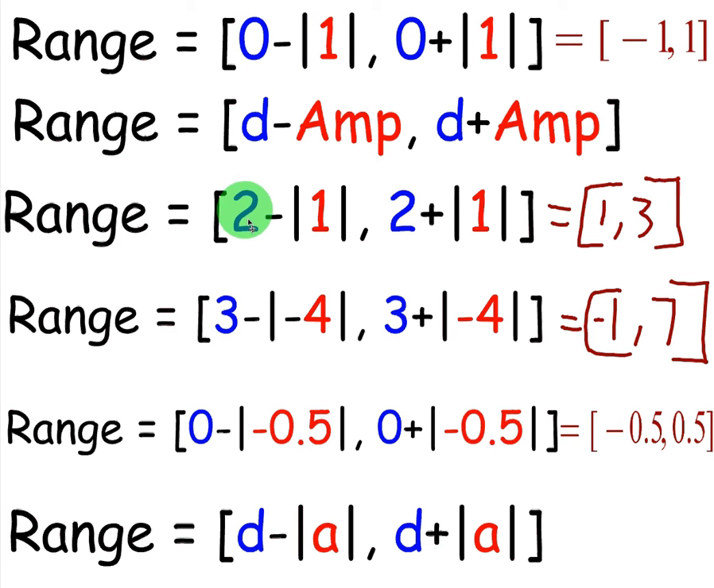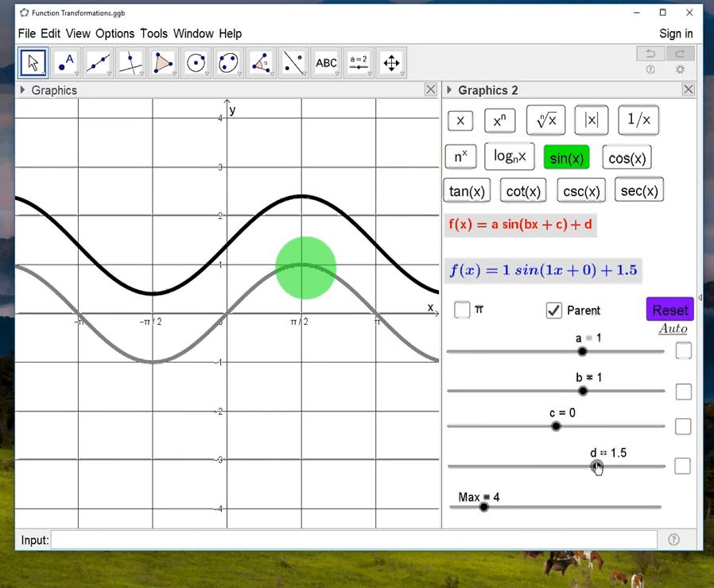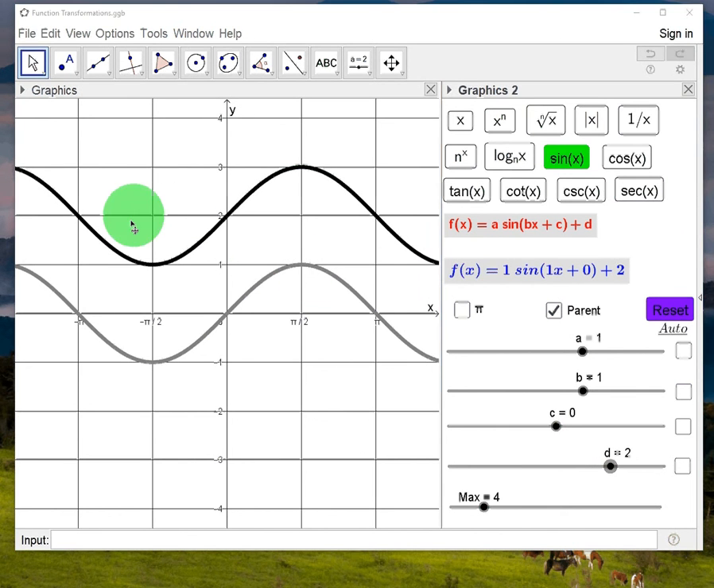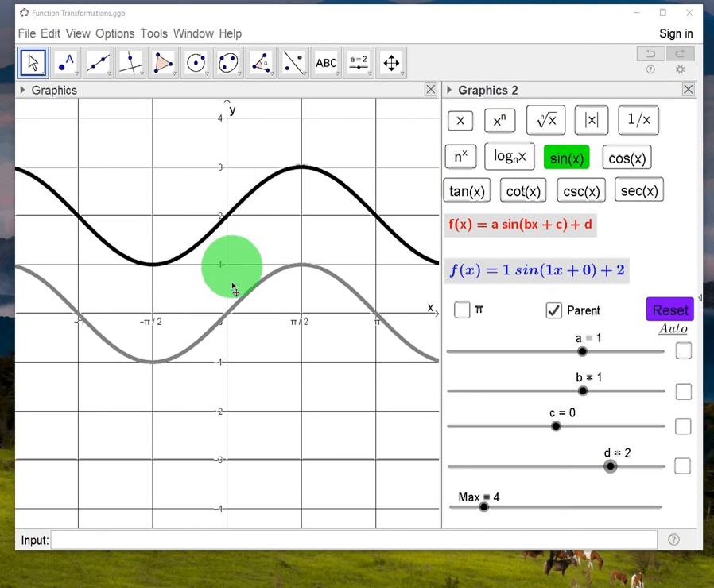Let's make d equal to 2, and then just make sure the amplitude is 1. So I'm going to change my d value to 2. I'm going to keep my amplitude at 1, and as you notice what happens, the middle of the graph moves up to my d value of 2. It's no longer at 0. So you can already visually see that to find the lowest y value, you take d and subtract the amplitude, and then to find the highest y value, you take d and add the amplitude. Just like this, 2 minus 1, 2 plus 1. Therefore, the range is 1 to 3, as you can visually see here.